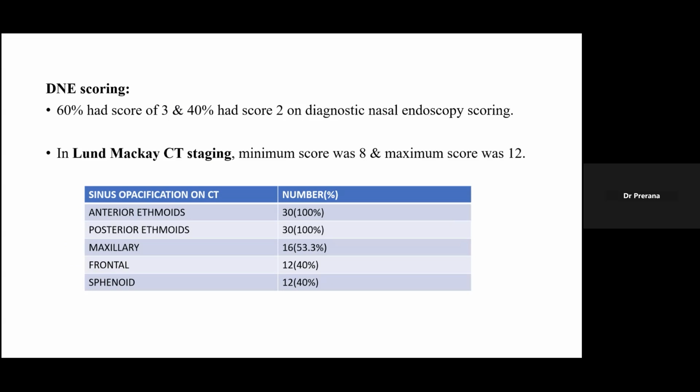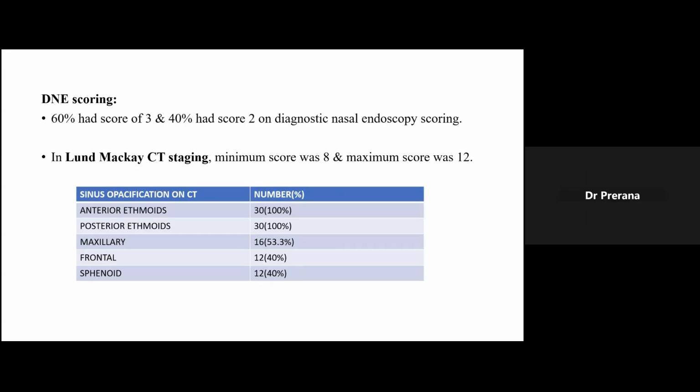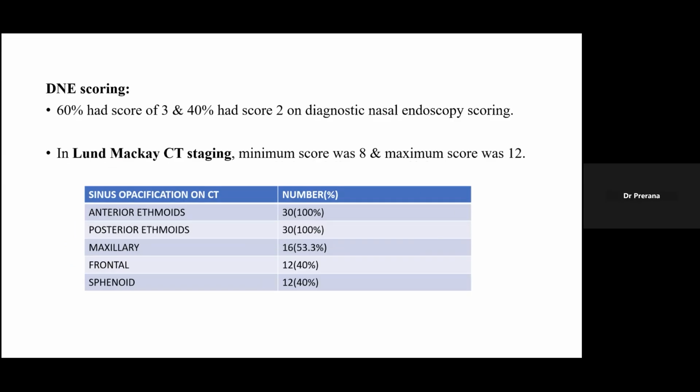In Lund-Mackay CT patients, the minimum score we had was 8 and the maximum score was more than 8. So whoever had a score beyond that was considered for endoscopic sinus surgery. Under the Lund-Mackay CT score, the sinus classification was considered: anterior ethmoid, posterior ethmoid, maxillary sinus, frontal and sphenoid were observed. And if there was no opacification, it was scored as 0.